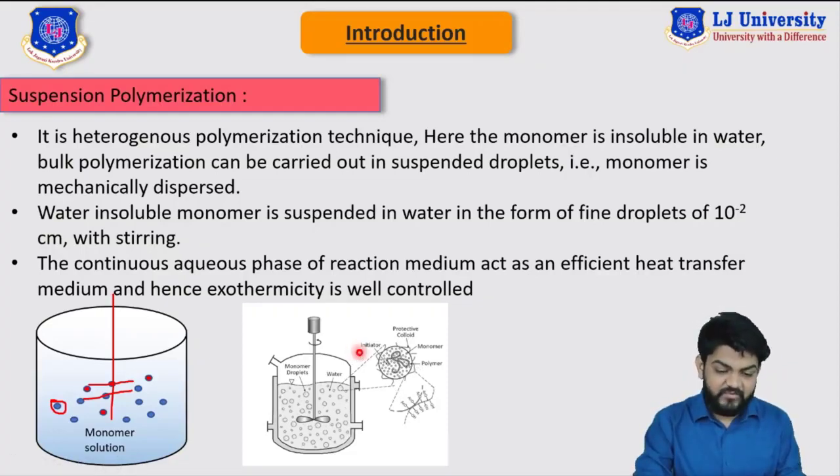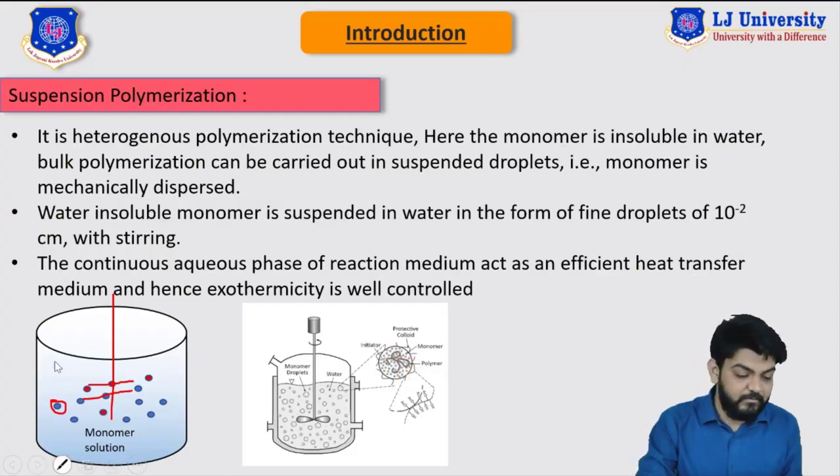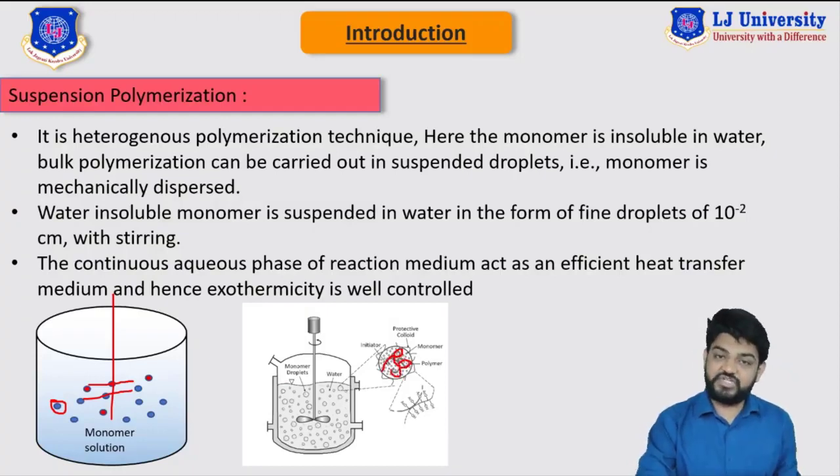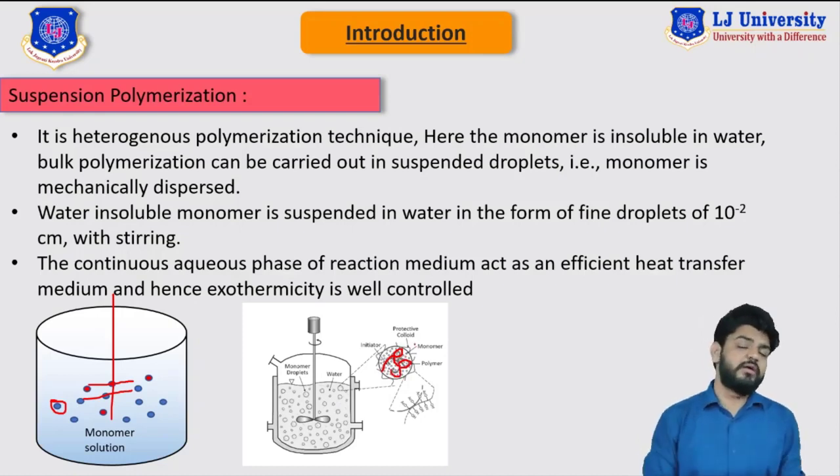You can see here we have taken initiator, then we have taken this monomer, and on the application of heat this will generate this polymer. You can see here this chain of polymer is generated, right? Let me just take a pen one more time. You can see here this polymer is now generated like this inside the suspension. So this is what we mean by the suspension polymerization technique.